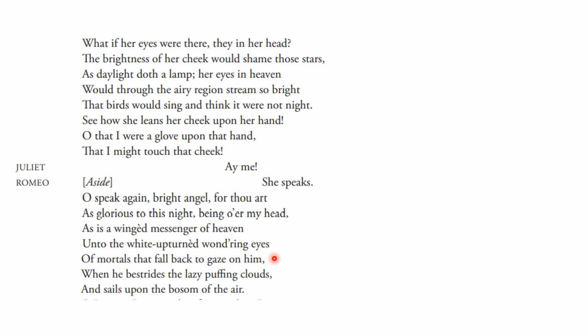He says she shines so bright that she makes mortals fall on their backs to look up at the sky to watch the angel walking on the clouds. And that's particularly interesting given the setting here, because Juliet is up on the balcony and Romeo is below. So that image of her literally being a celestial being above him, and he's gazing up at her, walking through the clouds.